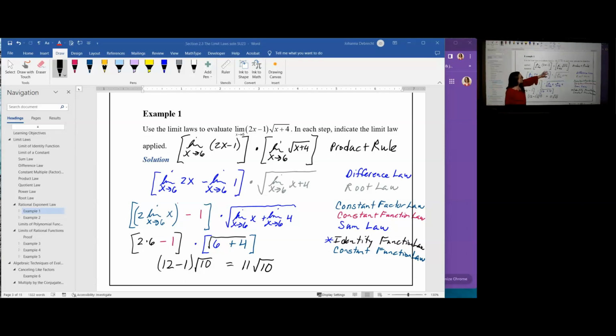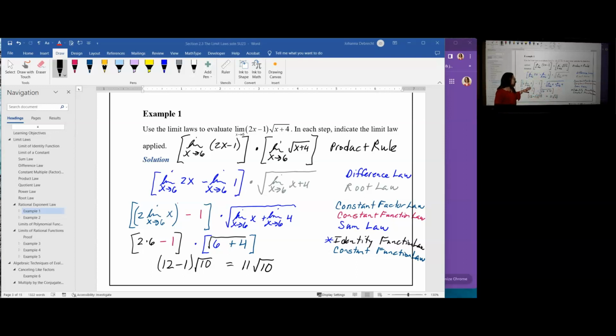We're going to evaluate the second term in our first factor using the constant function law, which says that the limit of a constant function is always the constant function. So it gives us 1. Then under here, we're going to split the limit of the sum using the sum law into the limit of two different functions added together.